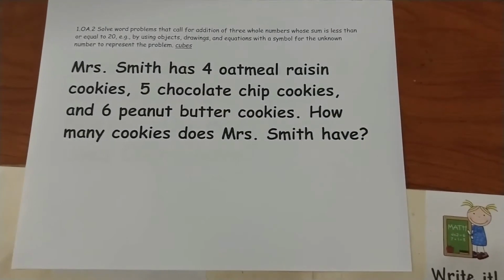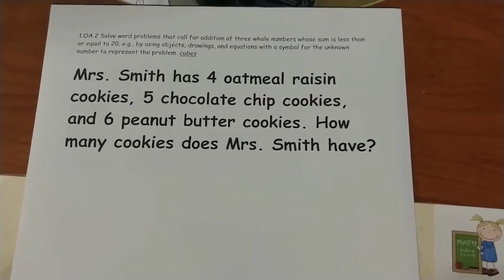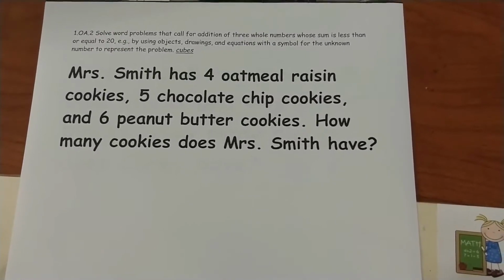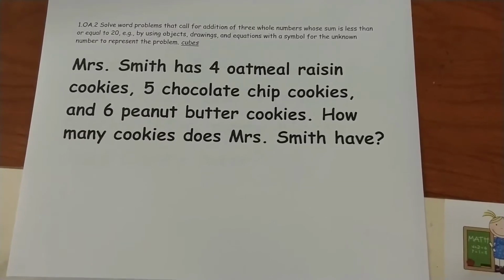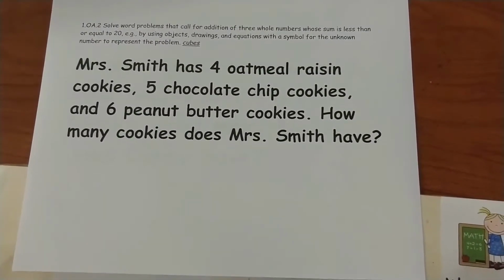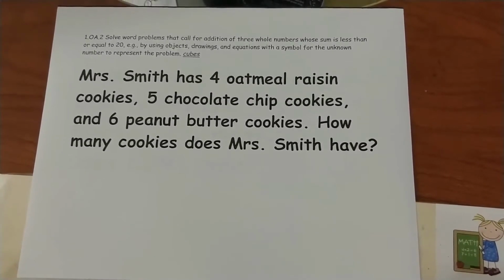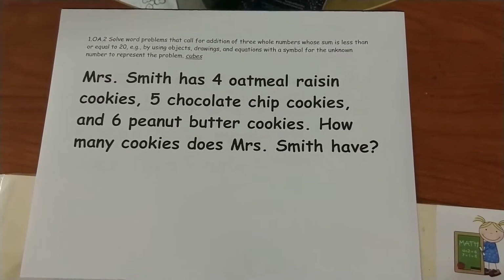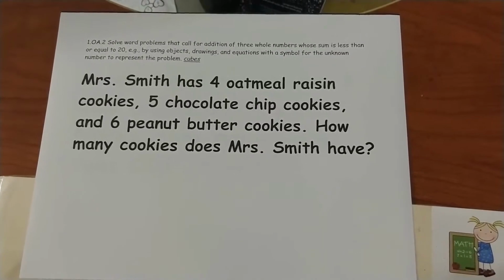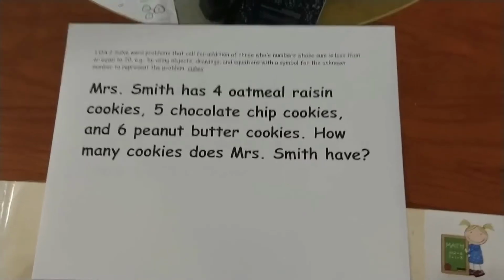Today we're going to be working on first grade standard 1.OA.2, which is solve word problems that call for addition of three whole numbers whose sum is less than or equal to 20. In kindergarten, students work to add and subtract two numbers within 10, but in first grade we move on to adding three numbers in quantities less than or equal to 20.